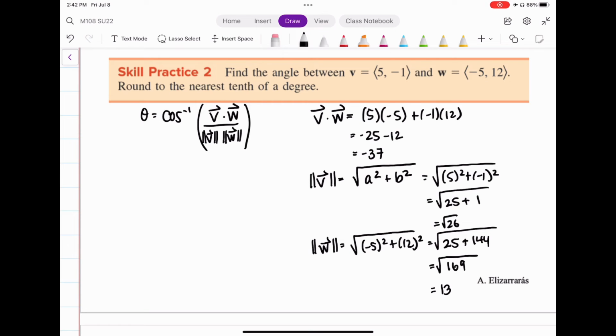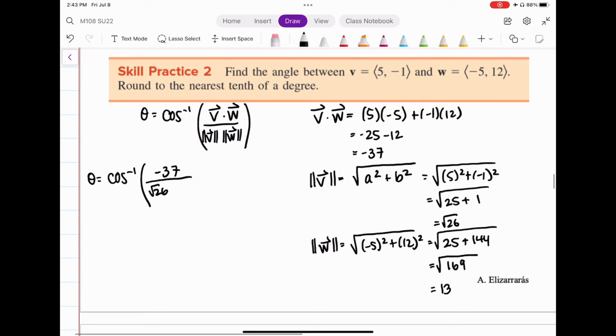We can now plug these values into the formula for theta. That's equal to the inverse cosine of the dot product, which is -37, divided by the magnitude of vector v, which was root 26, times the magnitude of vector w, which was 13. We can then calculate using our calculator in degrees mode that angle theta is equal to approximately 123.9 degrees.